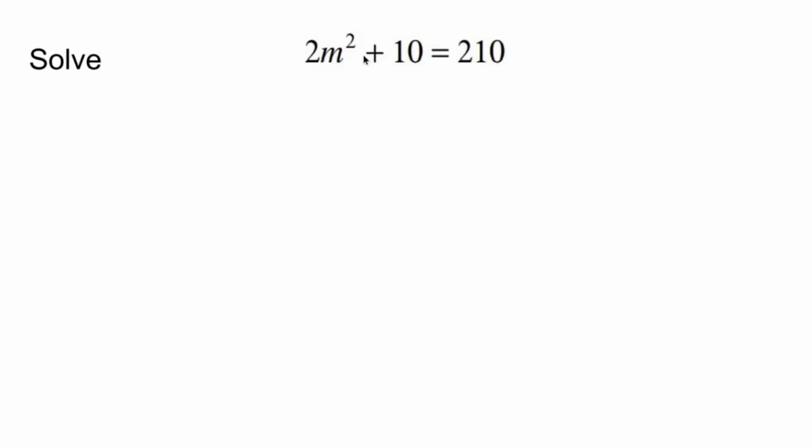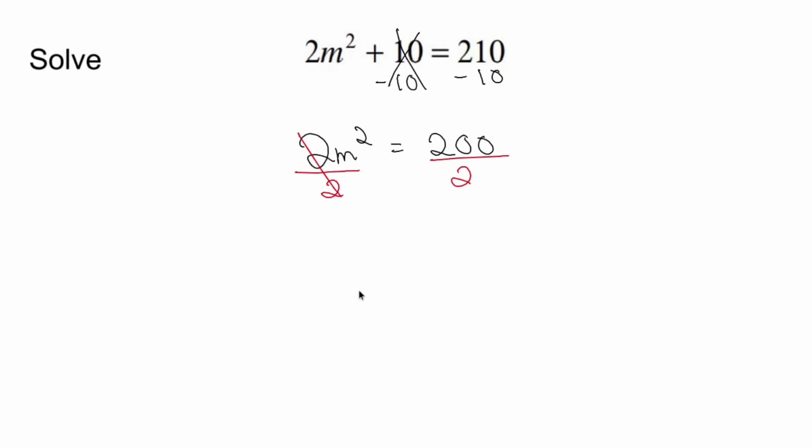Solve 2m squared plus 10 equals 210. Let's get m all by itself. First, let's subtract 10 from both sides, like so. 2m squared is now going to equal 200. Let's divide both sides by 2, and m squared will equal 100.